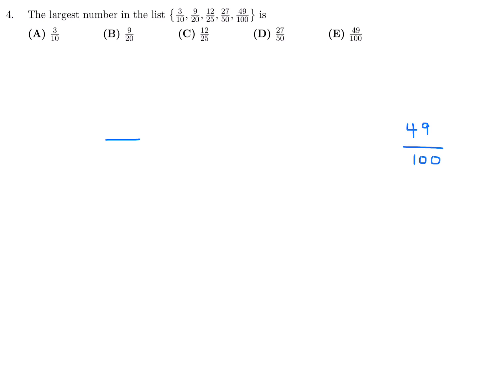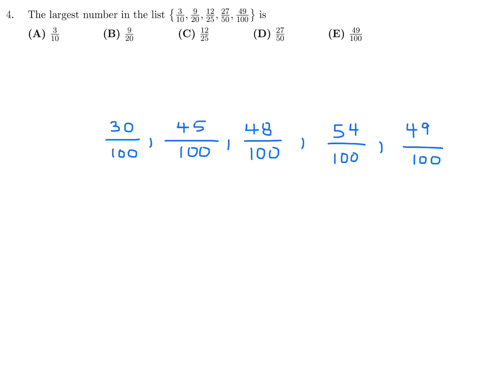This 3 over 10, we can multiply top and bottom by 10, and if we do, we get 30 over 100. This 9 over 20, multiply top and bottom by 5, and you will get 45 over 100. The next one, multiply top and bottom by 4, and you will get 48 over 100. And finally, the 27 over 50, multiply top and bottom by 2, and that gives you 54 over 100. And now we can make an easier comparison. Obviously, the largest one of that is this one right here, 54 over 100. So number 4, the answer is D.